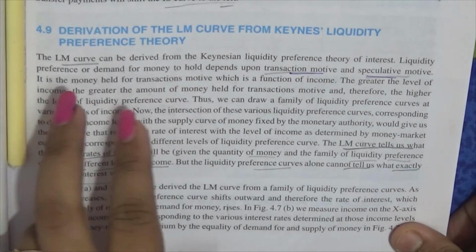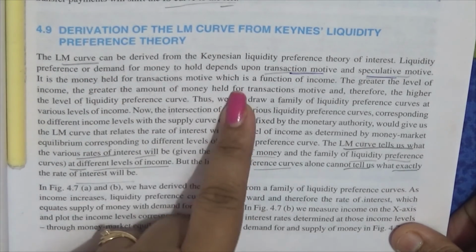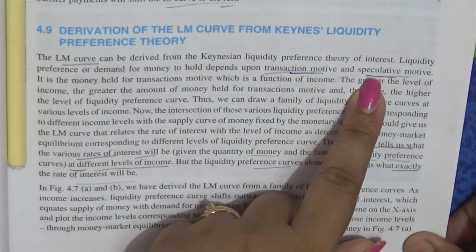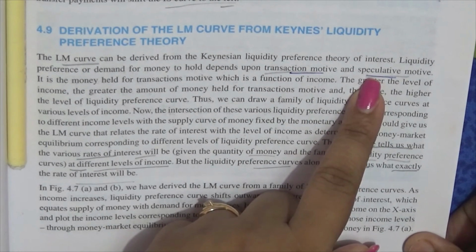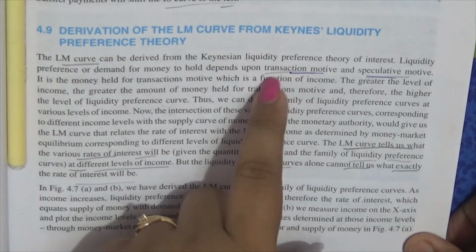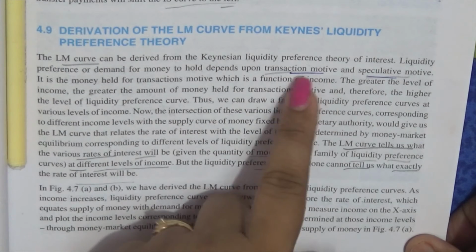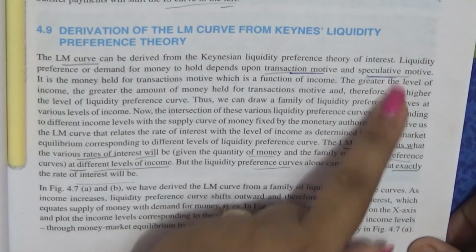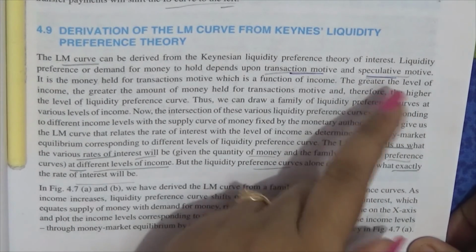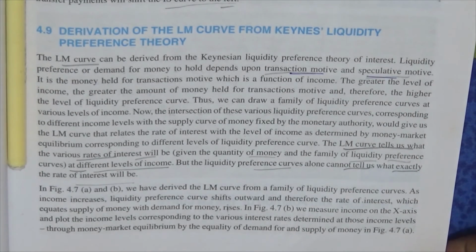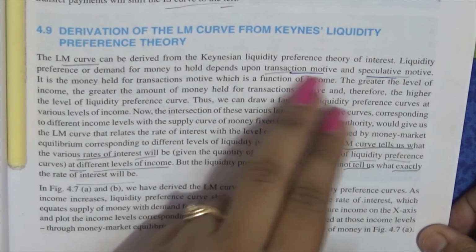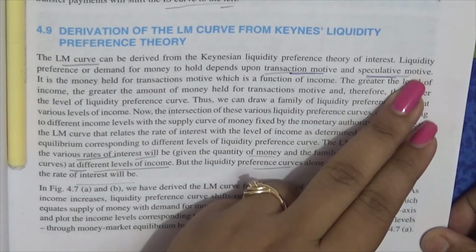Okay, so we have known from the Keynes liquidity preference theory that demand of money takes place for two reasons. One is transaction motive, another is speculative motive. What means transaction motive? When the level of income increases, transaction also increases, the transaction motive increases. And in case of speculative motive, it means investment in share markets or bond prices. So the demand of money happens because of these two reasons.